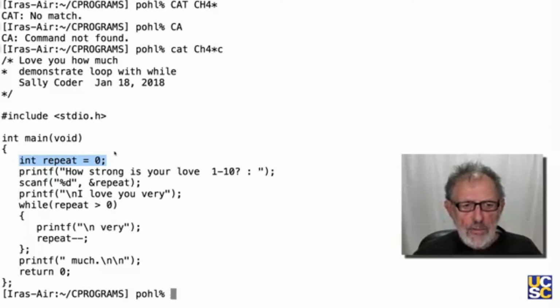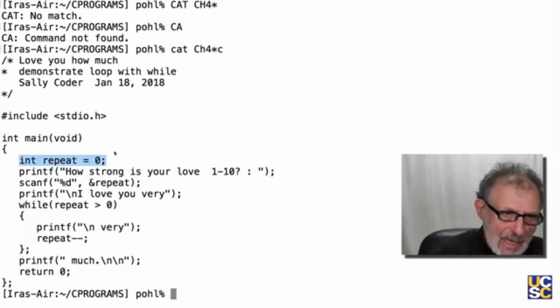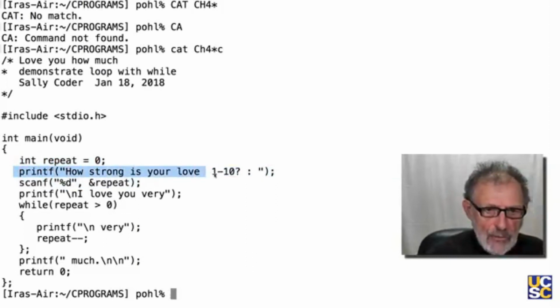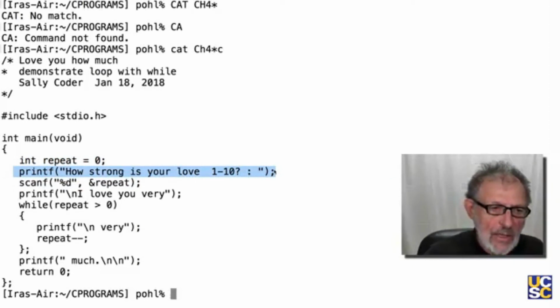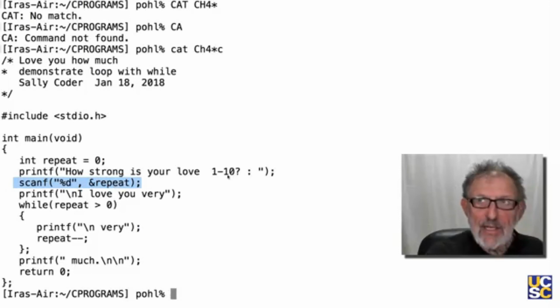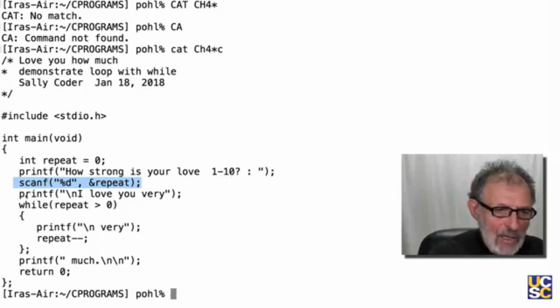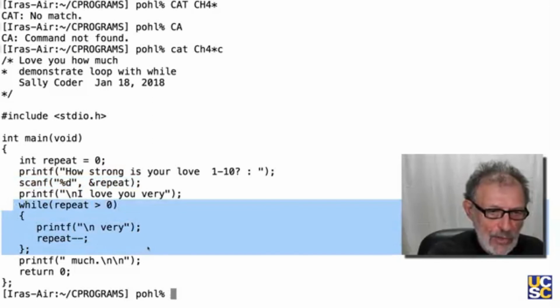So the integer repeat is going to be a repetition. Now, here's where we're asking how much I love you. That can be changed. You can try to write your own version of this. Here's our input. Of course, idiomatically, we have to ask for the address of repeat, and we're expecting input between 1 and 10. And now we're going to print out I love you very, and here is the actual loop construction.